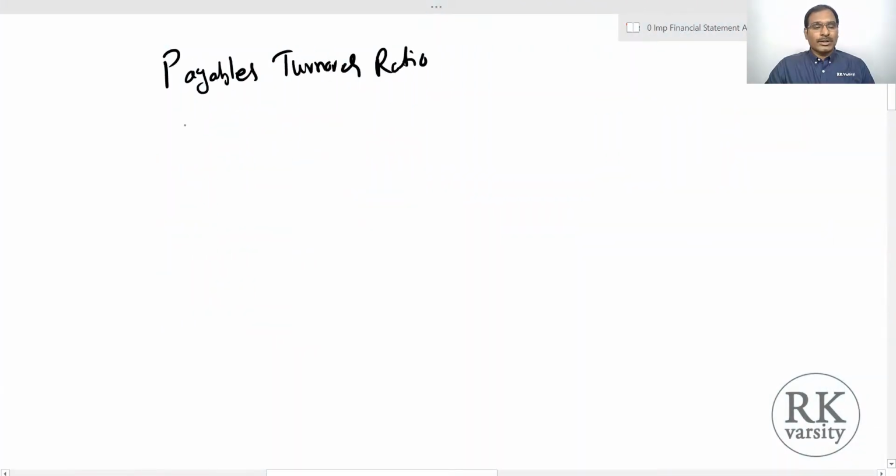Payables turnover ratio is also called creditors turnover ratio. In your textbooks, you will find creditors turnover ratio instead of payables turnover ratio. However, in my lectures, I use payables turnover ratio because contemporary balance sheets do not have any item as creditors. It is trade payables which is shown in a balance sheet. So that is the reason why I'm using payables turnover ratio instead of creditors turnover ratio.